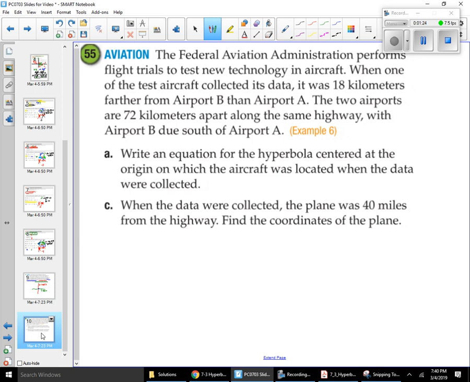55 is another story. A lot of flavor text here again. Hey, the FAA performs flight tests, yada yada. One of the test craft is collecting data. It was 18 kilometers farther from airport B than airport A. In other words, we're closer to A than B. The two airports, they give us a distance of how far apart they are, and then they also give us an orientation, a north-south orientation.